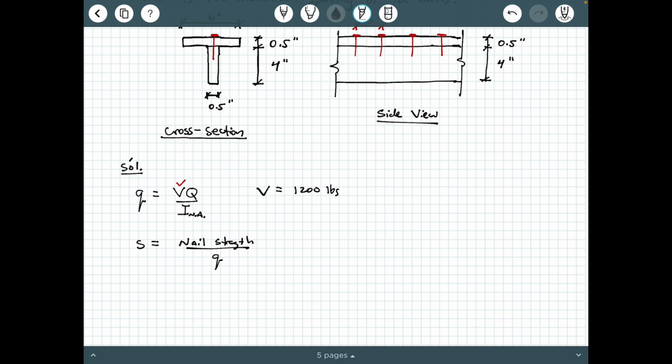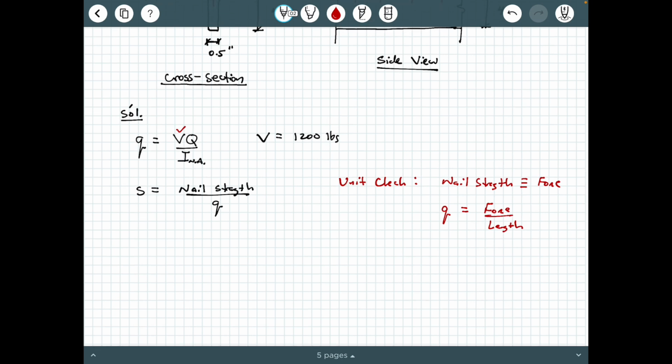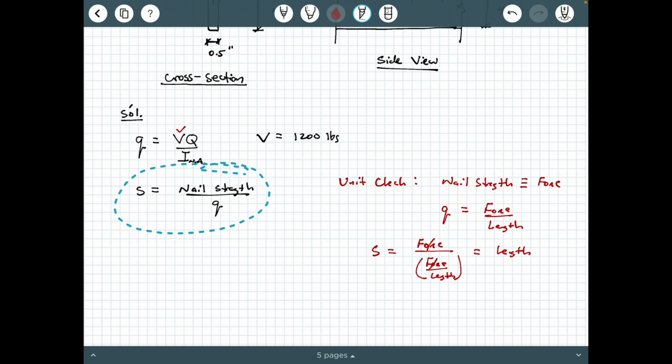Now, how does that make sense? Well, we can establish some units here. We can do a unit check. Nail strength has units of force. And then q, which is shear flow, has units of force over length. And so what happens when you do force divided by force over length? Well, S is force divided by force over length. The forces cancel and you're left with just length, which is the unit of spacing. So you can think of this in terms of units to help us establish this relationship.